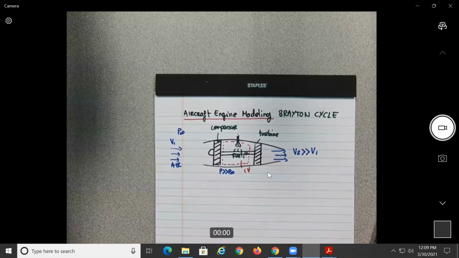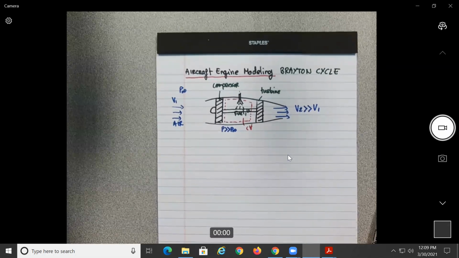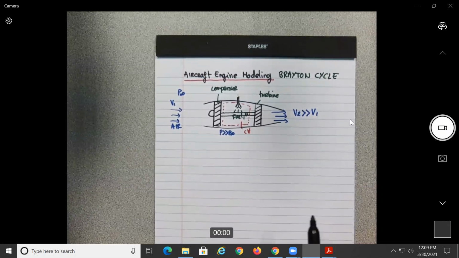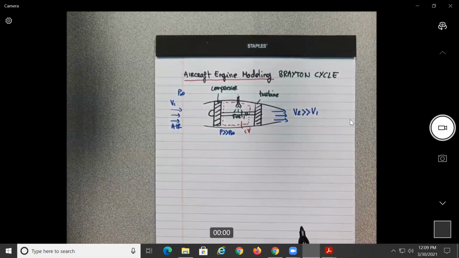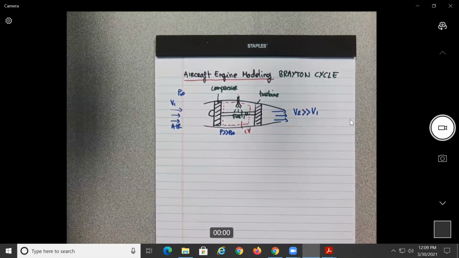Okay, so that's basically the main function of the engine of an aircraft. So, what is the Brayton cycle? The Brayton cycle is, first, a power cycle, right? So if it is a power cycle, what will be the general form of this figure here?